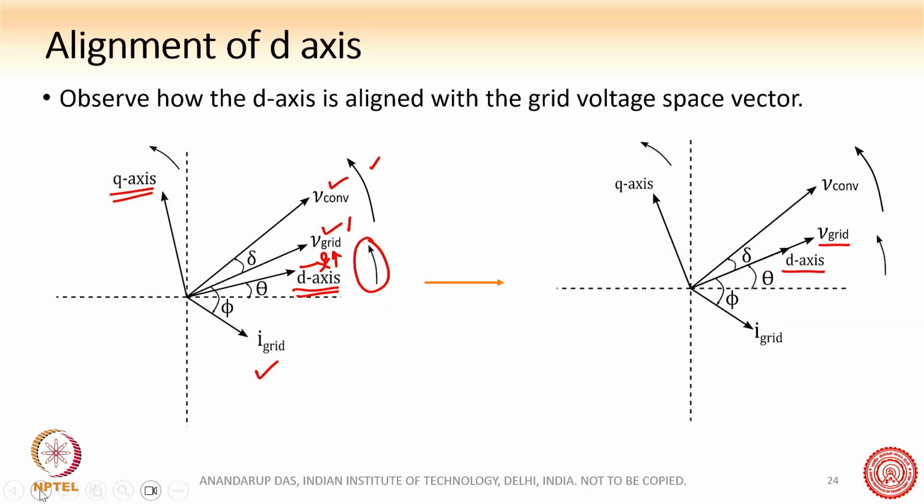So that is what I was saying, that we have the D axis here, which is rotating at the same speed as the space vectors, and now we align this D axis. As you can see here, this D axis is now aligned with the grid voltage space vector. We have coincided these two axes. Once the D axis coincides with the grid voltage space vector, what happens to the equations?